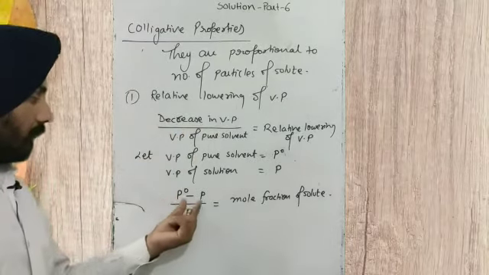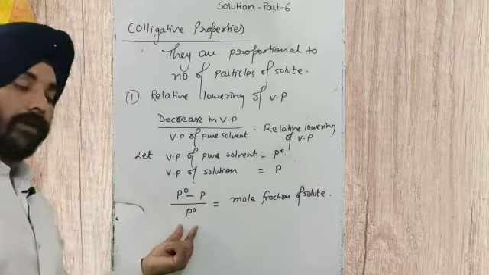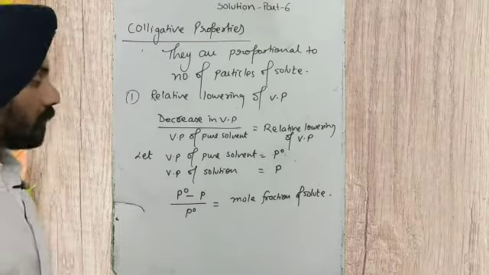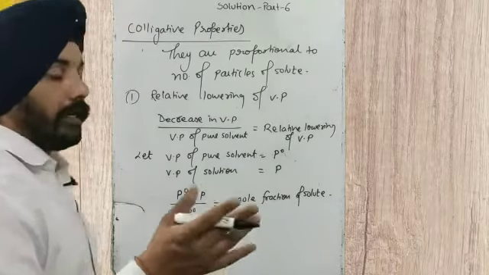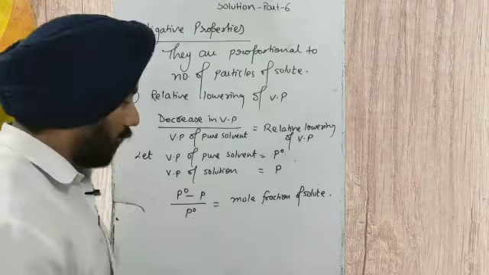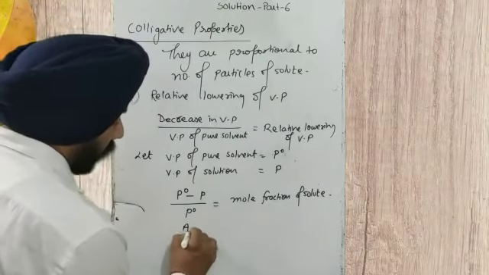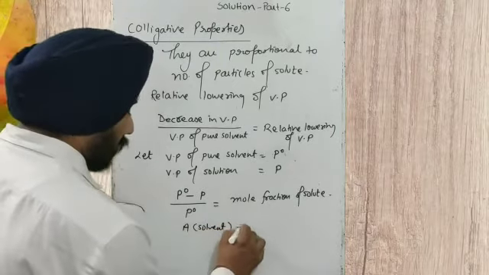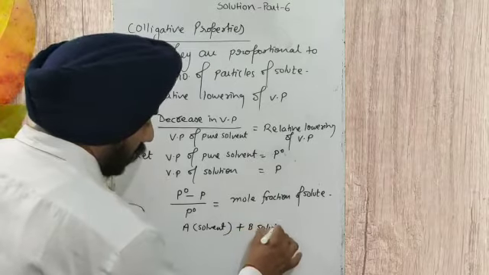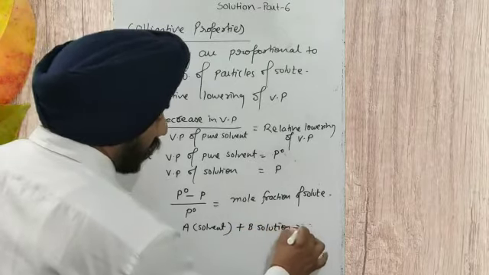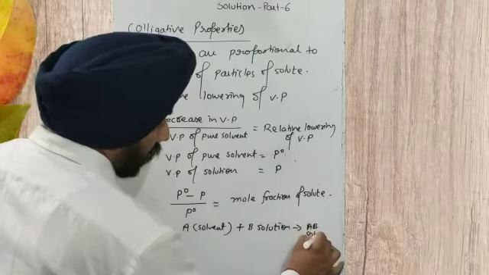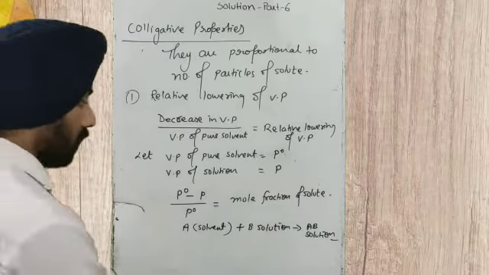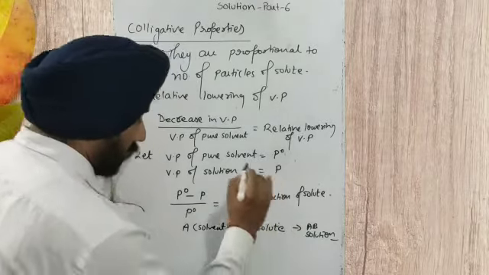I told you that it is the decrease in vapor pressure of the solvent upon the vapor pressure of pure solvent, and that is equal to the mole fraction of the solute. If we consider there are solute and solvent, A is the solvent and B is the solute, and together they form a solution AB. Okay, A is solvent, B is solute. Sorry, I wrote solution, it is solute.